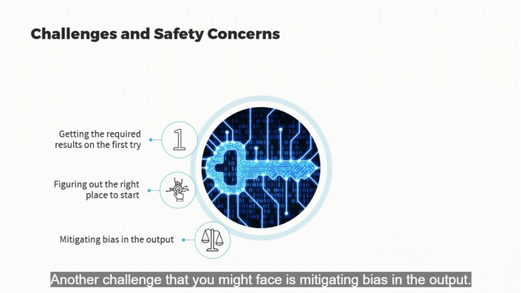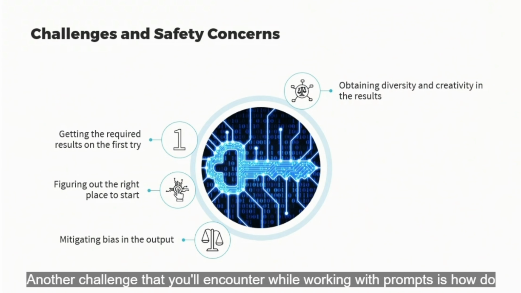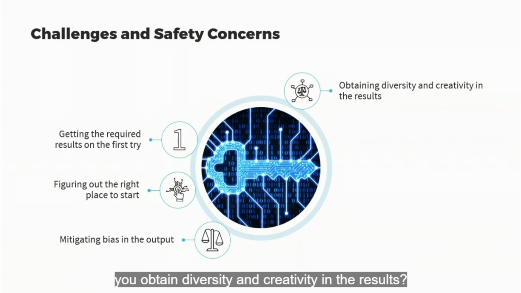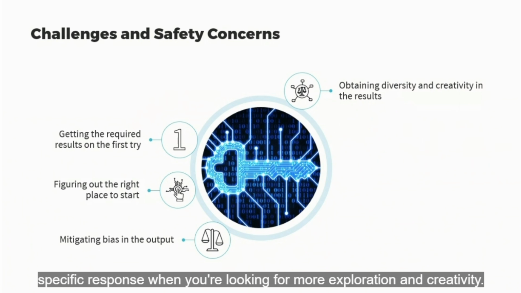Another challenge that you might face is mitigating bias in the output. We have discussed the fact that generative AI models may be biased in their responses, and you would like to make sure that you are mitigating this bias when you are generating responses from the model. Another challenge that you will encounter while working with prompts is how do you obtain diversity and creativity in the results. You want to make sure that your model is not giving you a narrow, specific response when you are looking for more exploration and creativity.